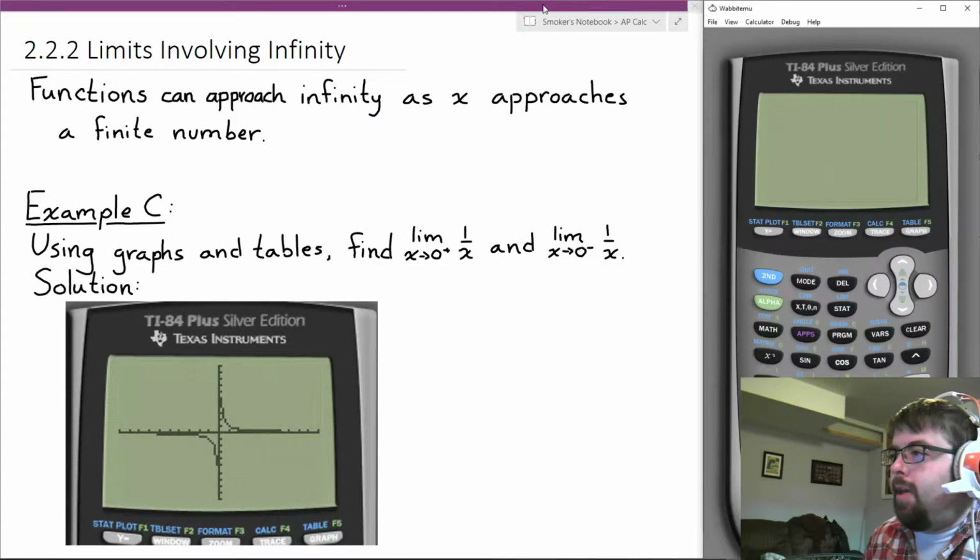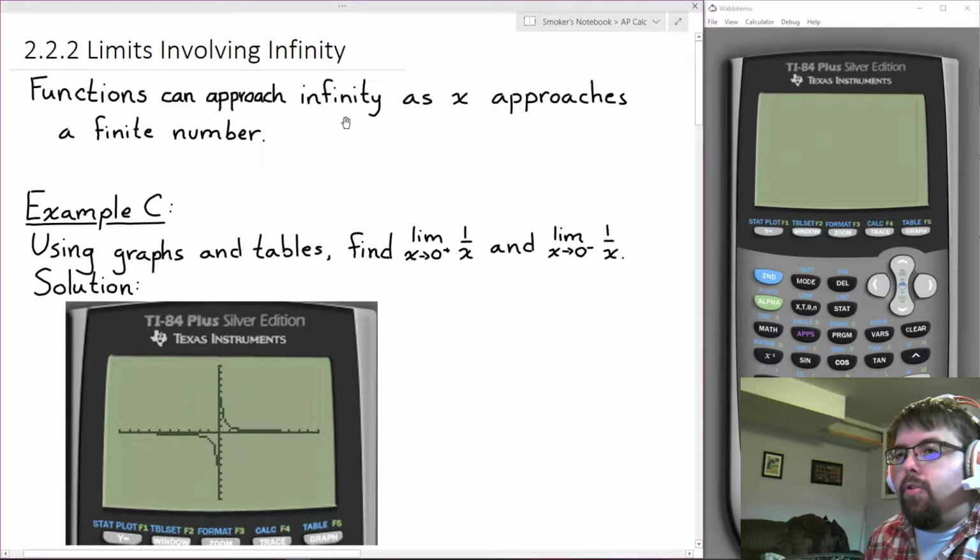Hello, AP Calc. I'm going to go over Chapter 2, Section 2, Part 2, Limits Involving Infinity.